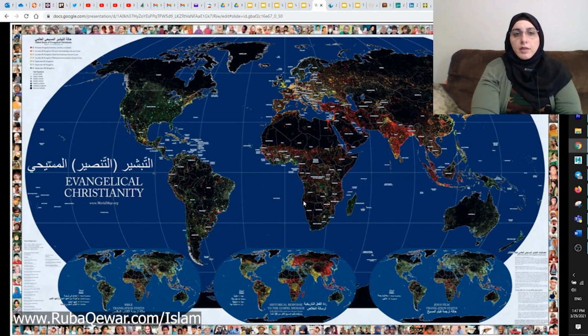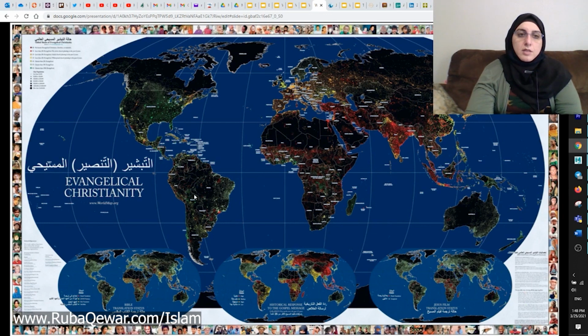As you see over here, the red color means less than 1%, and there are people unengaged by Christian evangelism. That means there is no evangelism there. The yellow means there is a little bit of evangelism, less than 5%. And the green, as you see here in the West, like America and Europe, and this area here, which is the Bible Belt, means that over 10% of that area are already Christians.